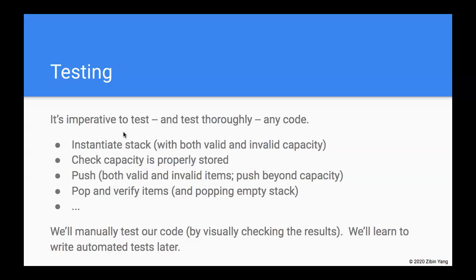And for now, what we have been doing is we manually test our code. That means we write some tests and then we visually inspect the output to make sure it's right. So that is fine. But hopefully later in this class, we'll learn to actually write some better and automated tests.